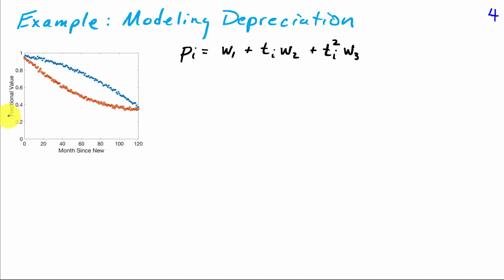Here I have a graph that represents the fractional value of a vehicle, for example, as a function of time since the vehicle was new. So we've got two different cases that are illustrated. In one case, the vehicle that is in red initially loses its value at a faster rate, but then the loss of value tends to taper off in the later years, whereas the vehicle in blue tends to hold its value initially, and then the value loss accelerates.